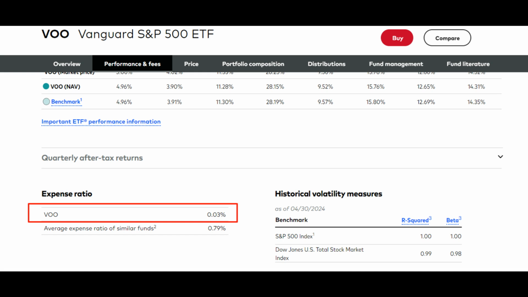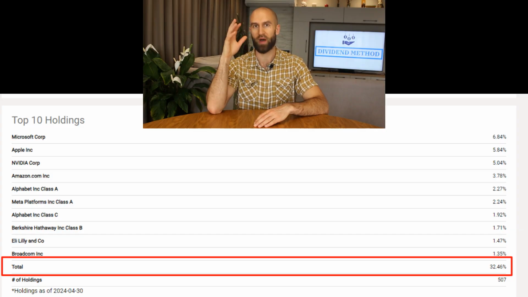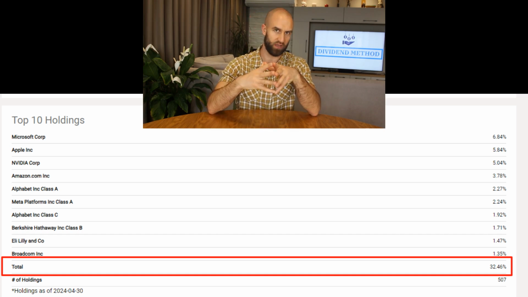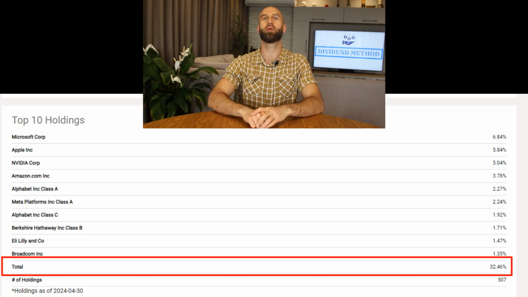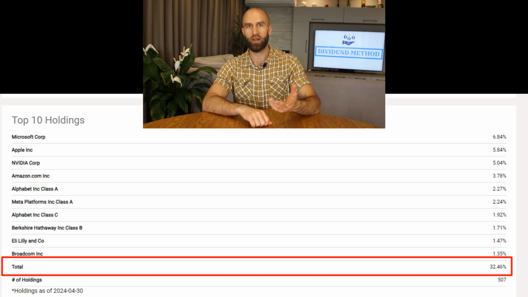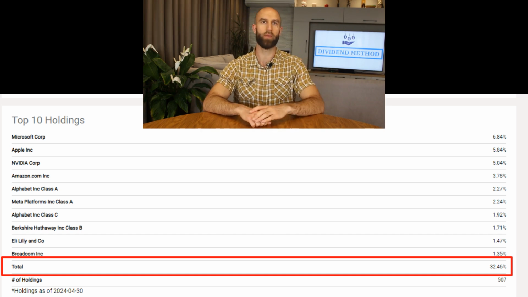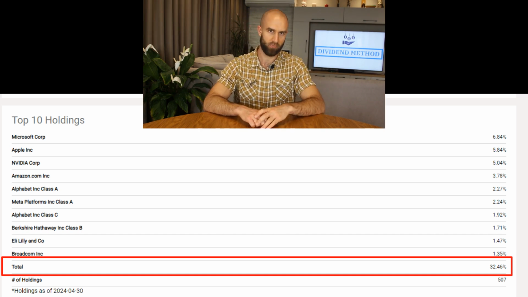The fees for owning this fund are as low as it gets, with Vanguard charging 0.03%. And now let's look at the top companies. The top 10 ones make about a third of the fund at 32.5%. We can see the familiar USA big tech corporations, plus Eli Lilly and Warren Buffett's holding company Berkshire Hathaway in them. So as you can see, the fund is pretty top heavy, and for every dollar you put in it, about 30 cents will go to these top 10 stocks.